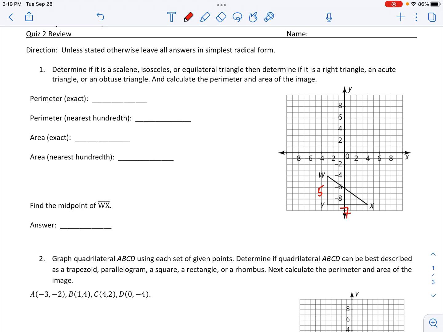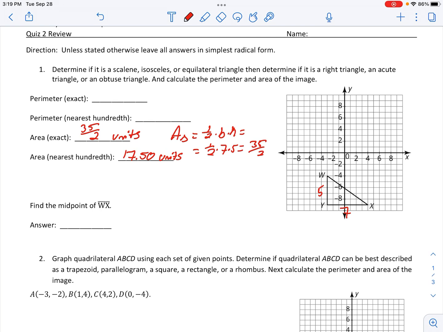Okay, right now, we have the area, because those are perpendicular. We have the area as 1/2 base times height, which is 5 times 7, 7 times 5, 35/2. Okay, and nearest hundredth is 17.50 technically.